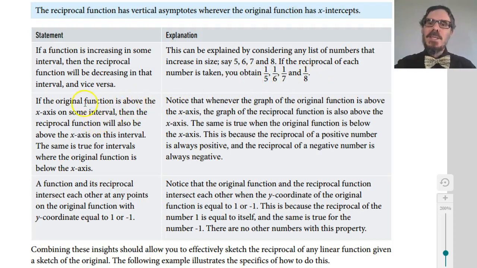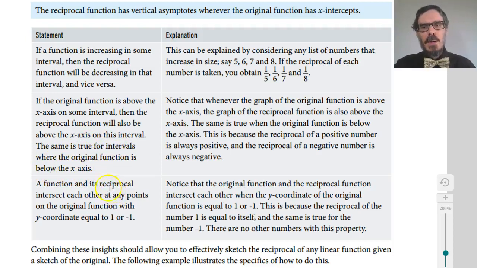If the original function is above the x-axis, then it's positive. My reciprocal function will also be above the x-axis because I'm dividing by a positive number. Likewise, anywhere my original graph is below the x-axis, it's negative, and my reciprocal will also be below the x-axis.